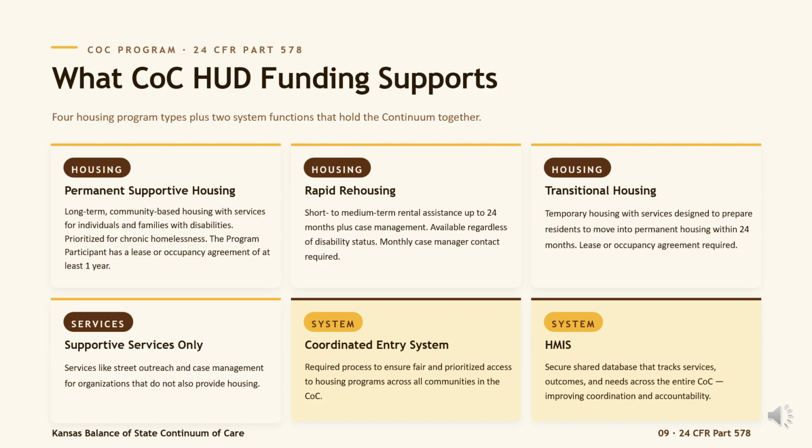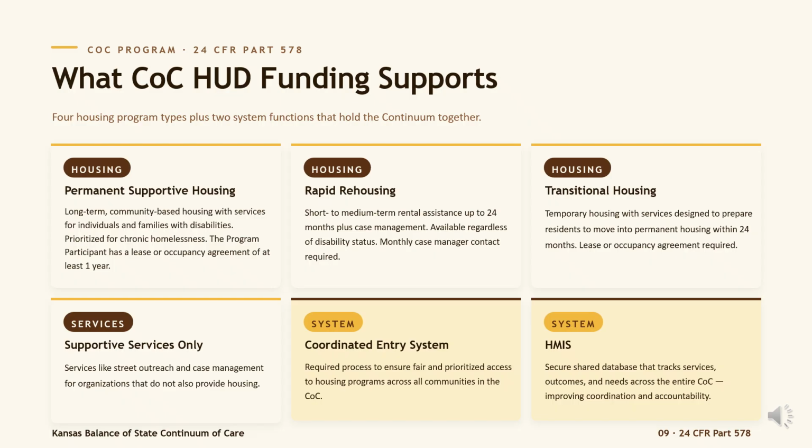And the Homeless Management Information System, which is the secure shared database that tracks services and outcomes across the whole COC. Two important reminders: anyone committed to ending homelessness can join the COC. COC funding is not required for membership, but being a member is what connects an organization to these funding opportunities.